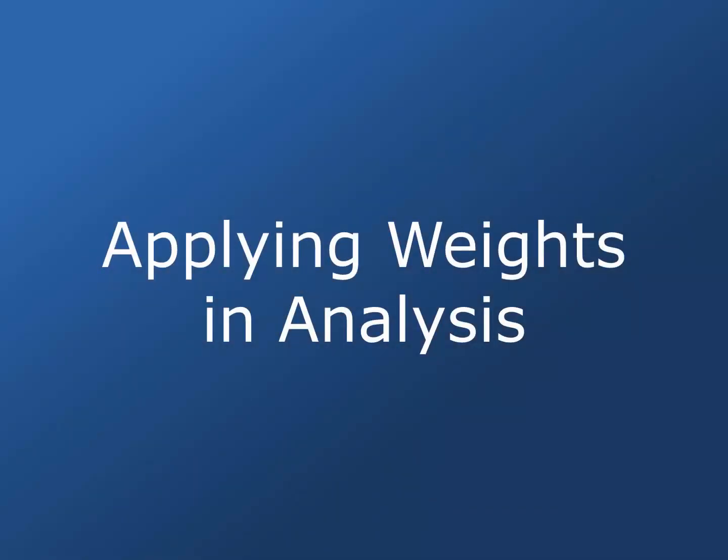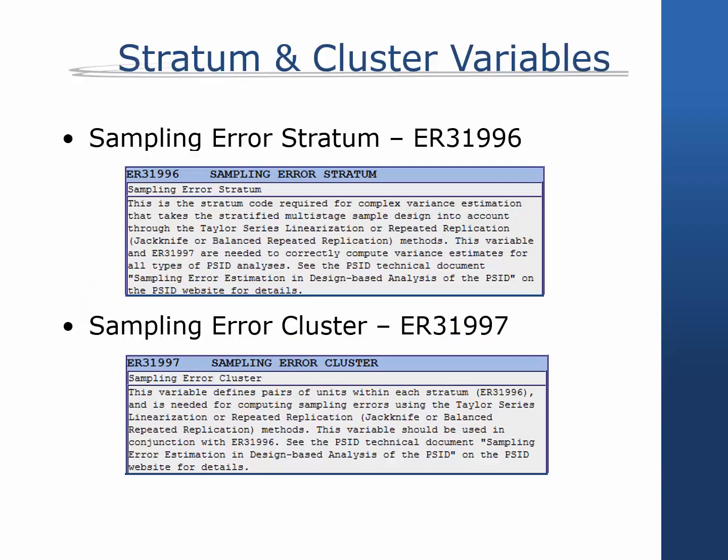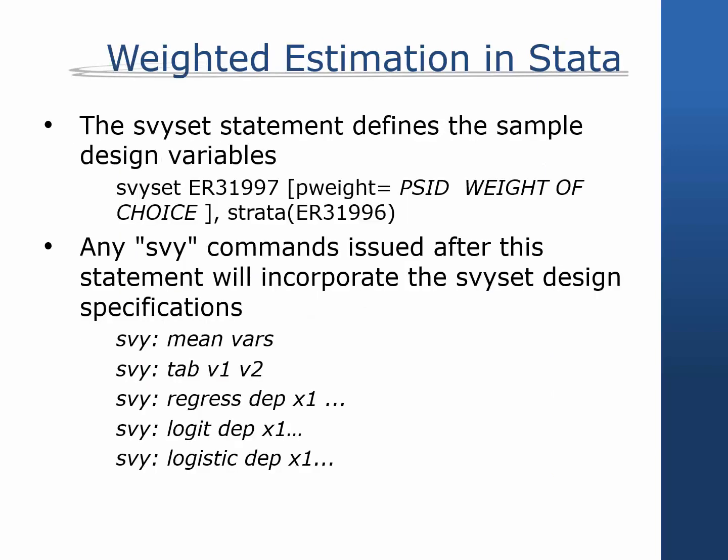Weights and other sample design adjustments can be applied to most analyses using widely available software. We will discuss examples in Stata and SAS. In order to adjust point estimates and standard error estimates for the complex survey design of PSID, you must indicate weighting, strata, and cluster variables. The sampling error stratum and sampling error cluster variables are summary level variables ER31996 and ER31997. If you are using Stata to analyze your data, you may want to use the SVY or survey commands.